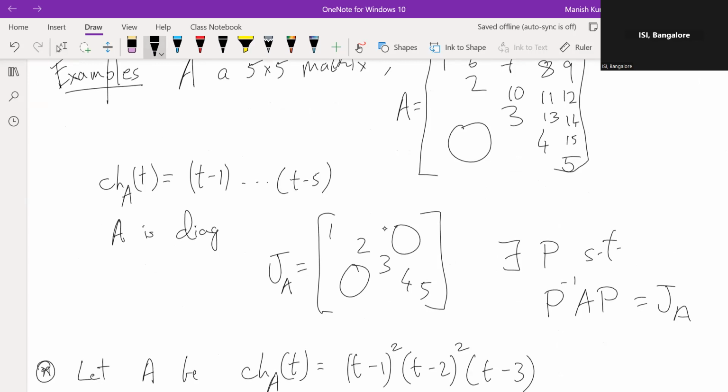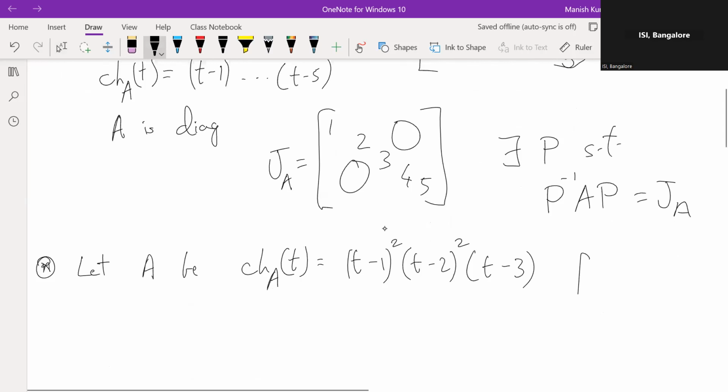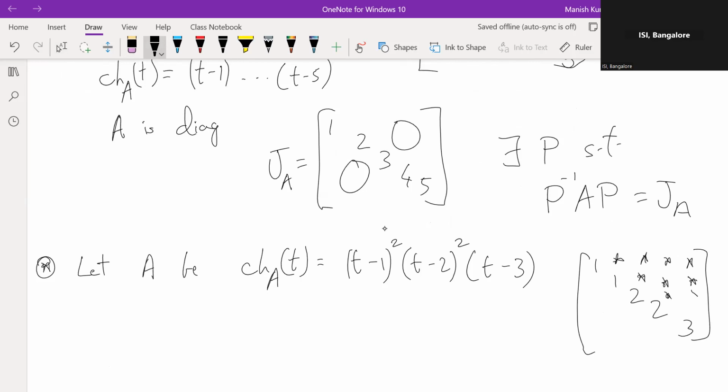So you can take this matrix with diagonal entries 1, 1, 2, 2, 3, and you can fill out whatever numbers here, and zeros here. Then if you look at the characteristic polynomial, you get this.